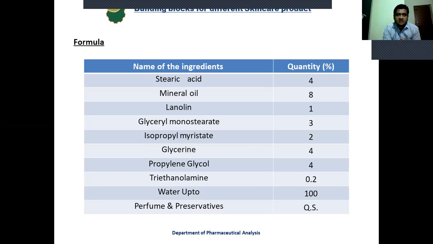Okay, suppose here mineral oil is there. Mineral oil definitely will not first add to the water. You have to separate it like an oil phase. So whenever you are having one formula with the ingredients and quantity, first you have to find out which ingredients will come under the aqueous phase and which will come under the oil phase. So the aqueous phase and oil phase ingredients you have to separate.